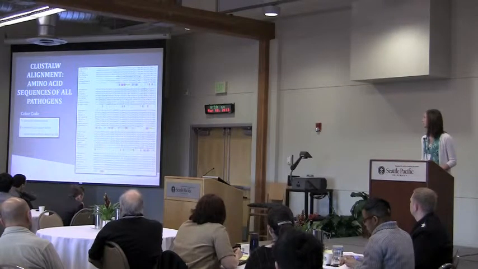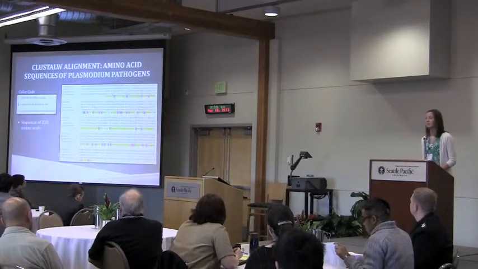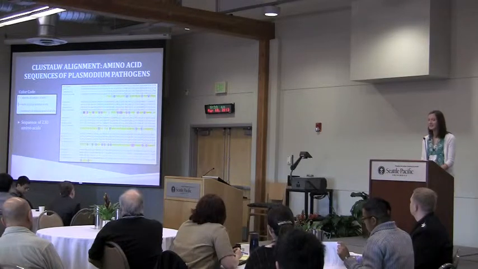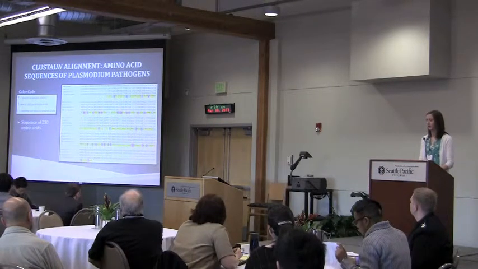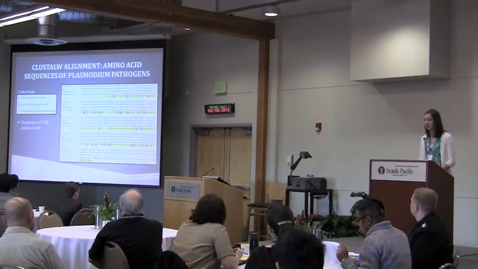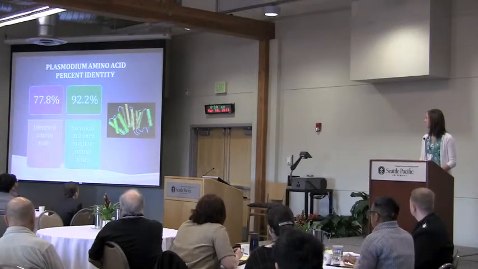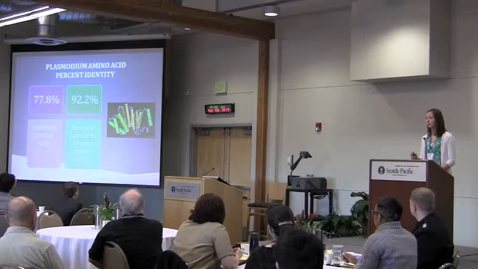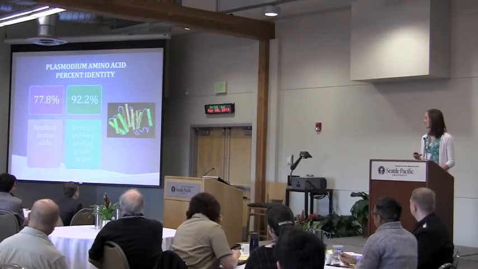The next step I took was to repeat this process. However, this time only looking at the Plasmodium pathogens. This time I found a much higher degree of homology. So here in the colored region, you can see a sequence of 230 amino acids where nearly all of them are identical. In looking at this sequence, I found that 77.8% of the sequence was made up of identical amino acids.